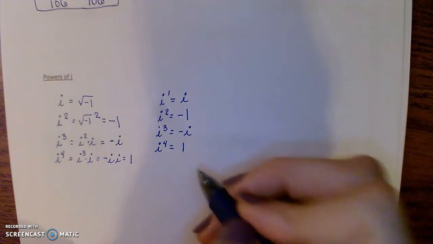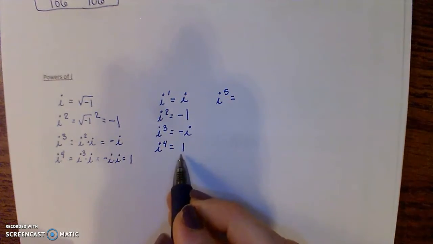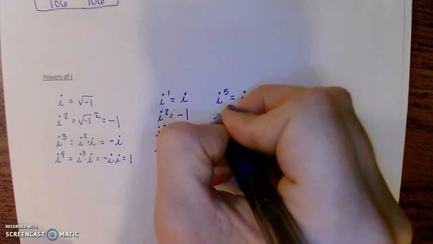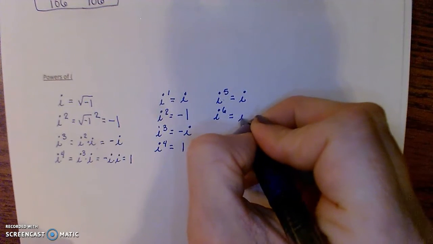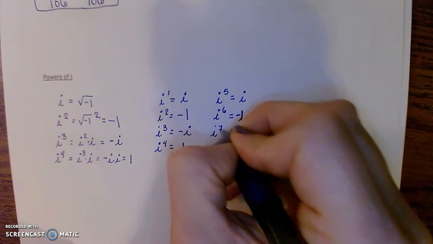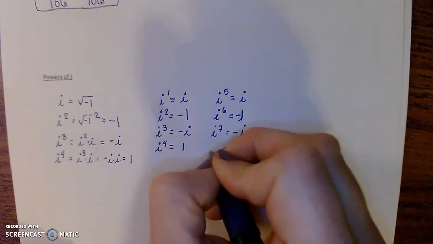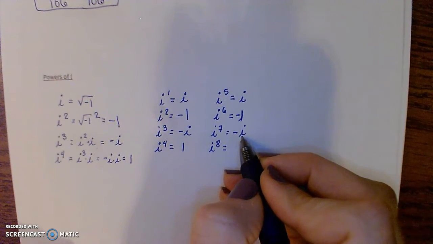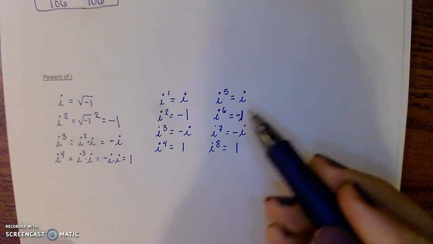Now, multiply by i again, you get i to the 5th, right? So multiplying this by i, 1 times i is just i. i to the 6th, so multiply this by i again, is really just i squared, which is -1. i to the 7th power is multiplying -1 times i, so we get -i. And i to the 8th is -i times i again, which is +1. See how it cycles around?